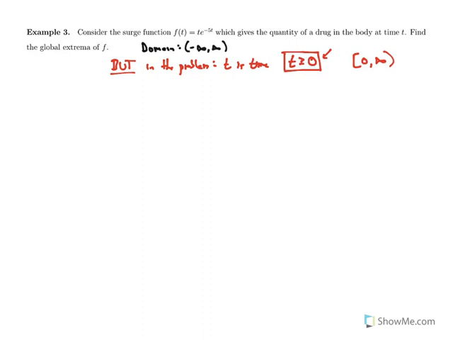So that's our domain. It's still not closed and bounded. It's closed on the left, but it's not bounded. So therefore, we can't use our special method of plugging in the critical points. But let's start with finding the critical points of the function.